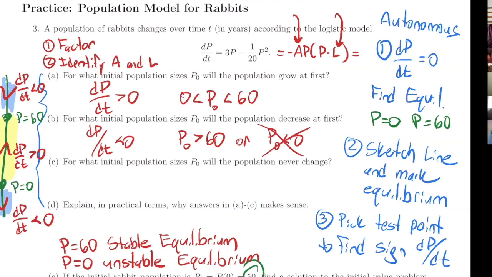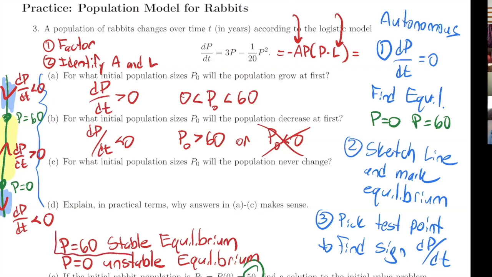This consideration of a population being negative, we don't really need to think about in this context of populations. So what we can see is that no matter what, if we start with more than 60 rabbits, as time goes on, that population is going to decrease, but approach this stable quantity of 60. And if we start with a population below 60, that is going to increase, but it's going to flatten out as it approaches this stable equilibrium.